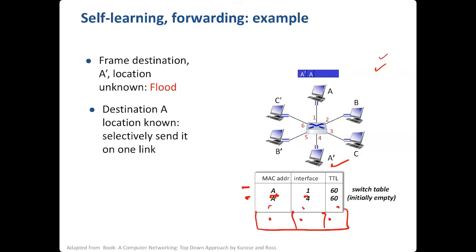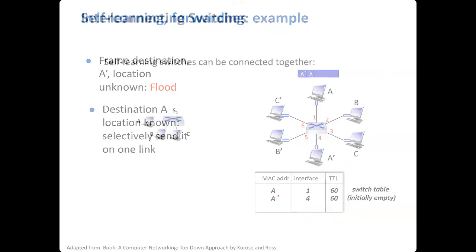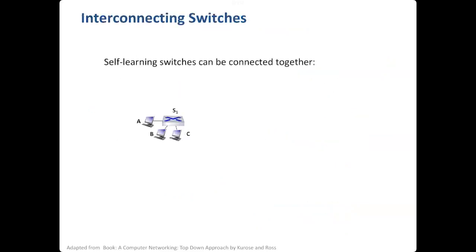So once this table is available, then there won't be need for broadcast. If that entry is not there, because the destination machine has not communicated with anybody, then of course, whenever the communication happens, it will be broadcast, right? But once this information is available, the second time A wants to send to A dash, the switch will simply look at this table, find out that A dash is at port 4, and send the packet to this port. Okay, all right. This is the way self-learning happens.